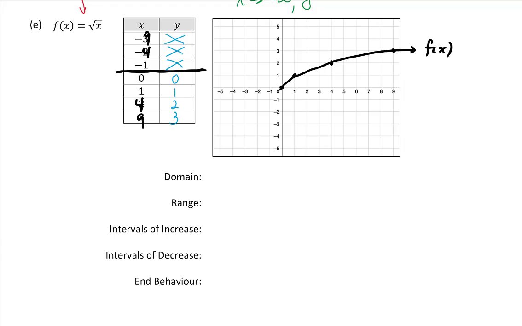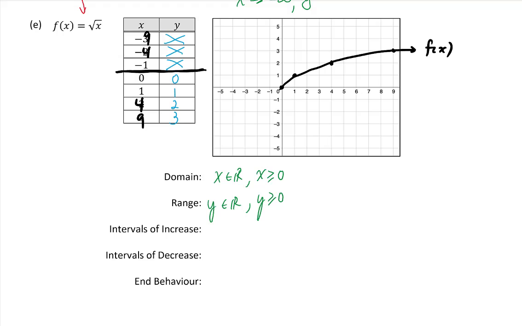So domain, we already talked about this. X can be any real number. However, x has to be greater than or equal to 0. And if you look at the range, y can be any real number, but again, y has to be greater than or equal to 0. There are no negative y values for this function.